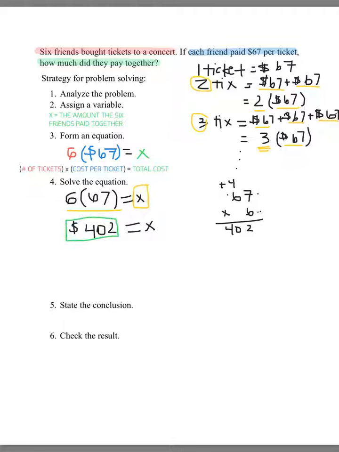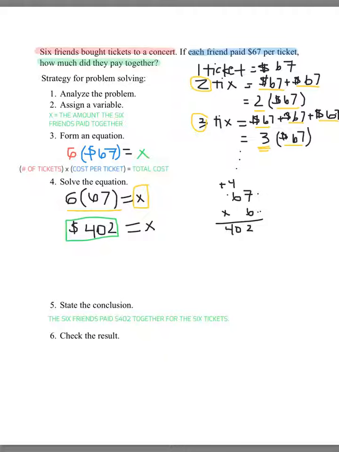So let us go ahead and state our conclusion clearly now. The question was, how much did they pay together? Therefore, we know that the 6 friends paid $402 together. And we'll go ahead and be a little bit more specific. They paid $402 together for the 6 tickets. There we go.